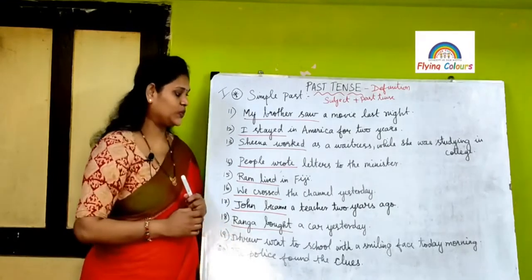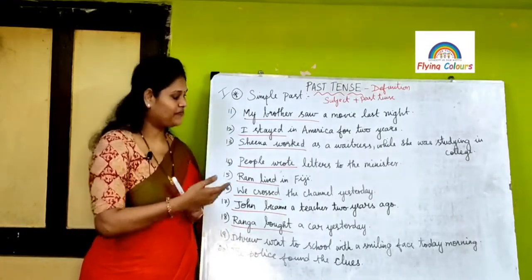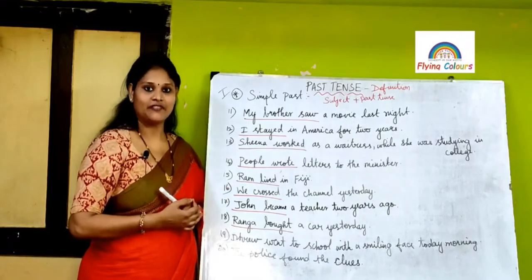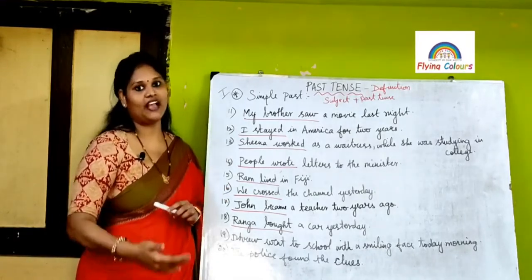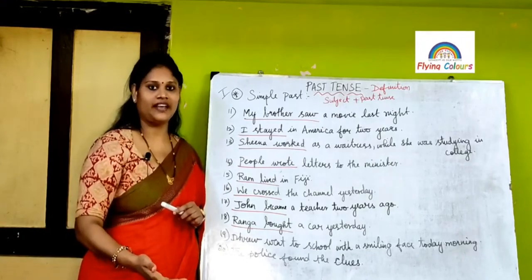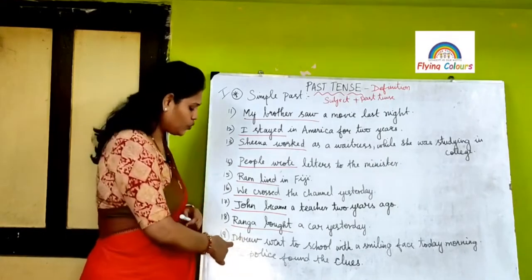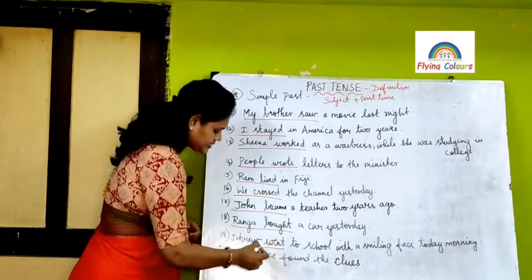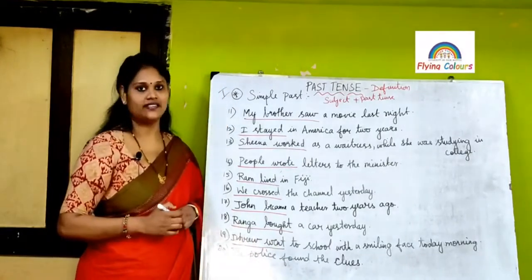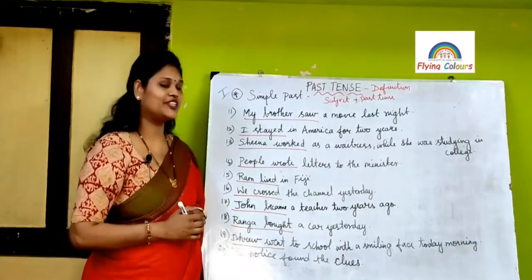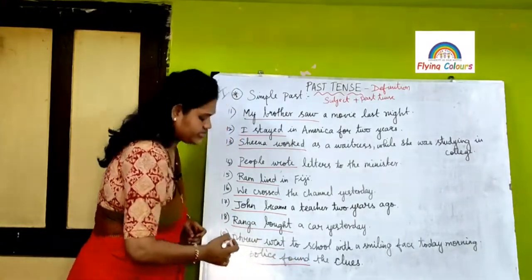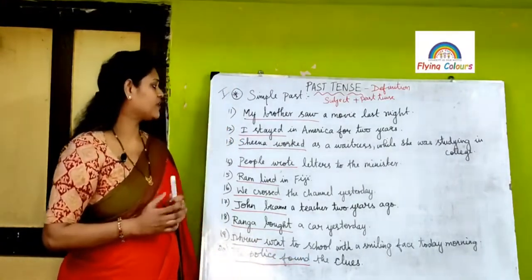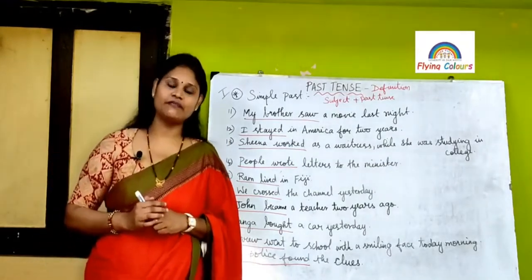Dhruv went to school with a smiling face this morning. That means the action was completed in the morning. Now it may be afternoon or night. So, Dhruv went. This is simple past tense. The police found the clues. The police found is the simple past tense. So, these are all the examples for simple past tense.